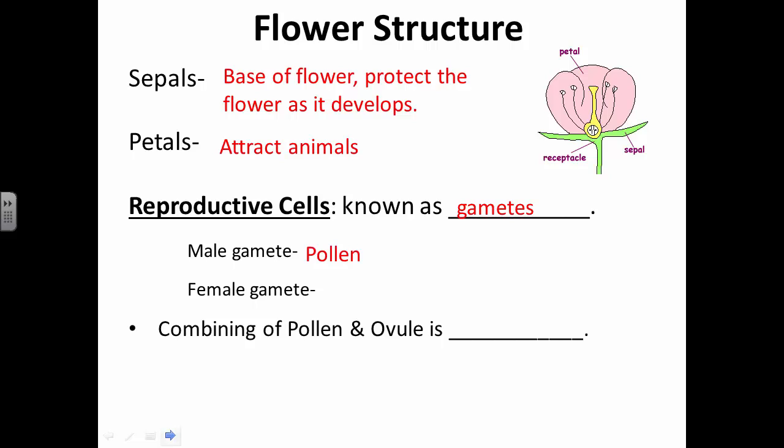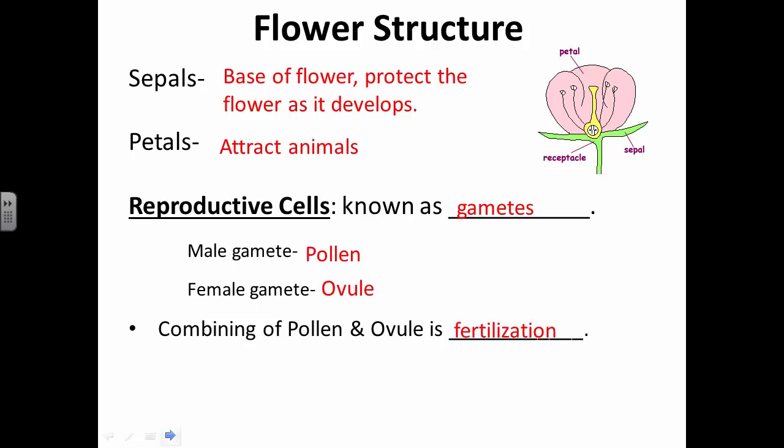The male gamete in a plant we call pollen. A pollen grain is equivalent to a sperm cell in an animal. In an animal, we call the female gamete an egg cell. In the flower, we call it the ovule. But they're basically very similar. They are called gametes. They're reproductive cells. And in order to produce an offspring, you need the combination of a male and a female gamete. In plants, it's a pollen and an ovule.